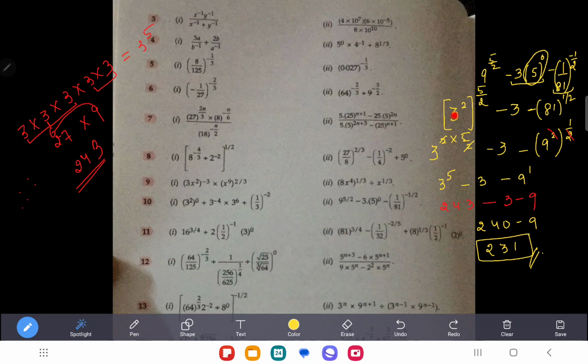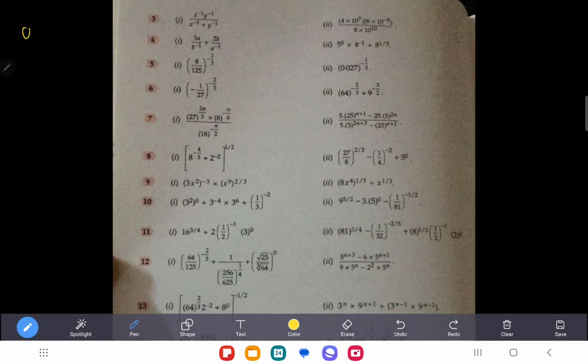Okay. Now let's try out this question. Question number 3, second part. It says 4 times 10 raised to power 7, bracket, bracket, 6 times 10 raised to power minus 5, divided by 8 into 10 raised to power 10.